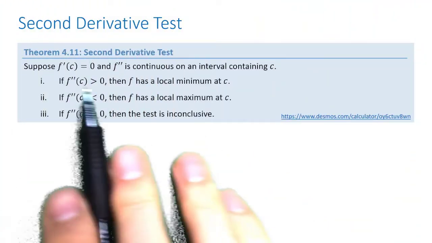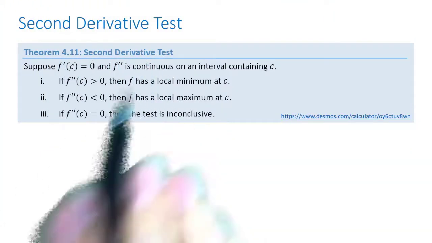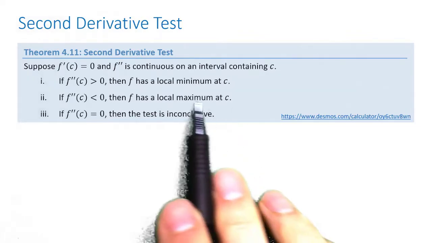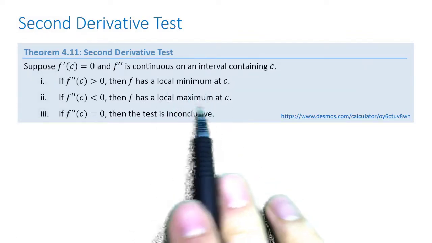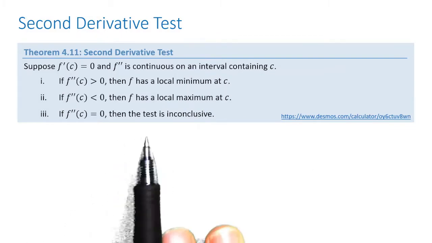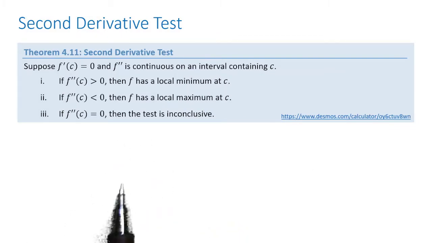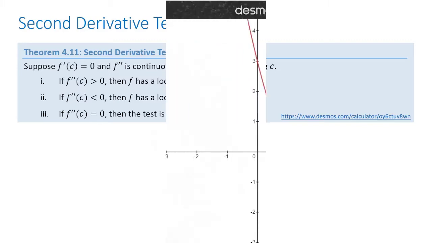All right, so here we have the second derivative test, a theorem which allows us to find local minimums and maximums of functions. It doesn't always find them, but it works pretty well in very many situations. All right, before we explore the details of the theorem here, let's look at an example.